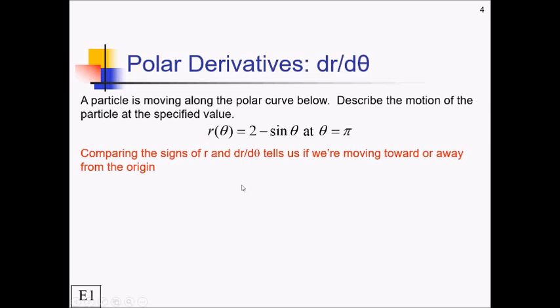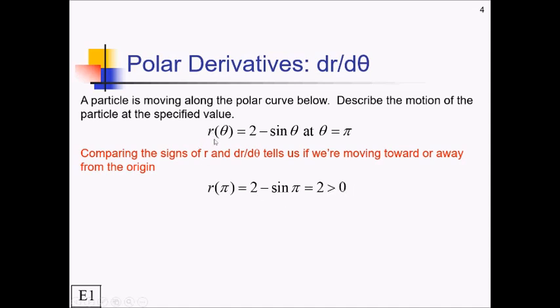So pause the video and see what you can conclude based off of this function. All right, so plugging in the theta value for pi for theta, we have 2 minus sine of theta. Sine of theta, or sine of pi, is just going to be 0. So that's going to be 2 minus 0, which is 2. Now, significantly, this is a positive number, so we're going to have to keep that in mind.